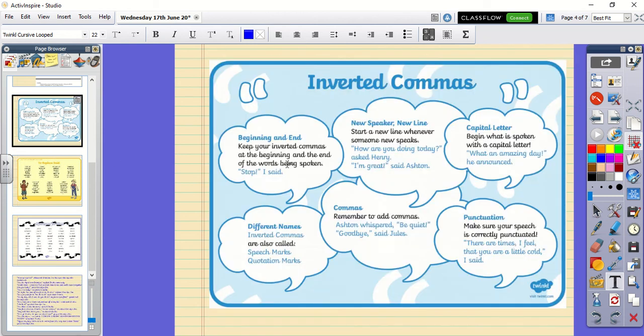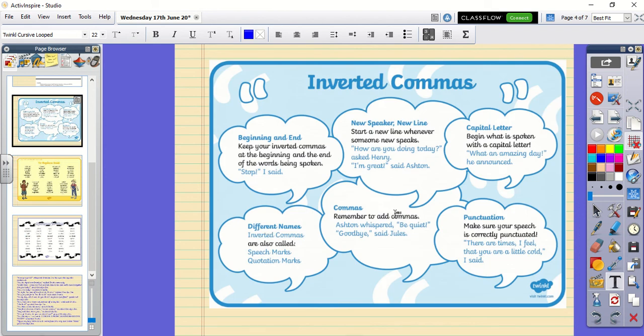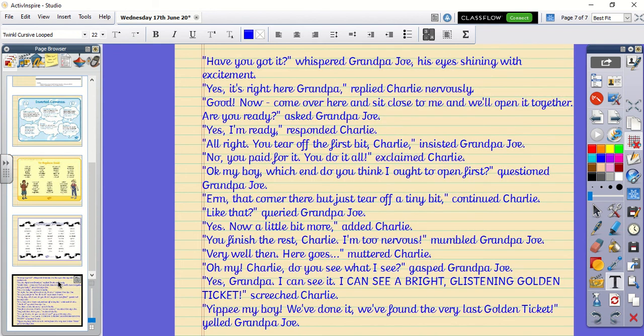okay? You need to make sure that you've got your capital letters at the beginning of your speech. Every single one of these, my new speech, starts with a capital letter, okay? So you need to make sure that yours does as well, all right? And then finally, you need to make sure that you are punctuating, which we've just said as well, okay?